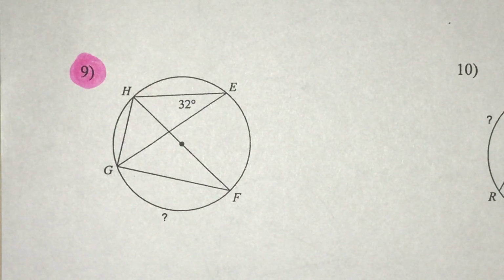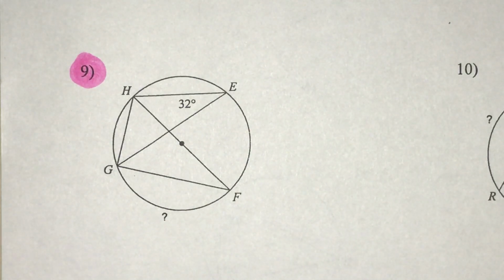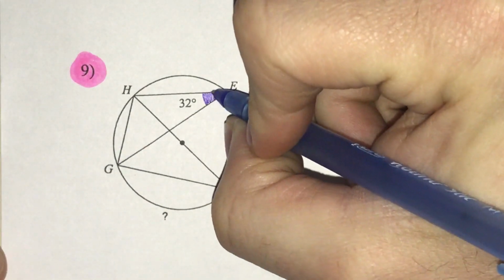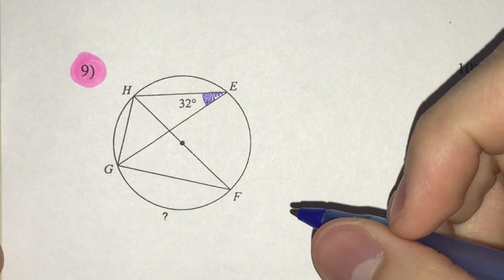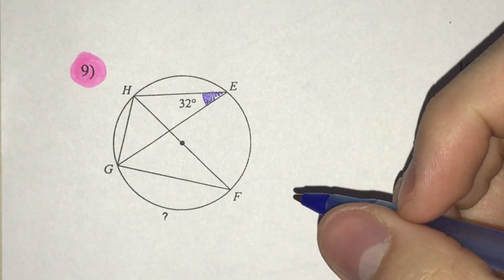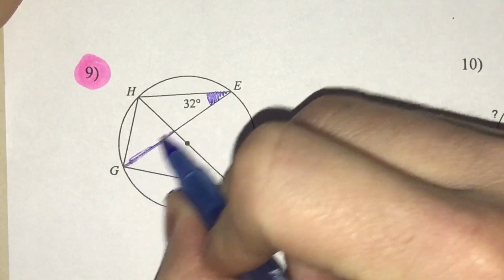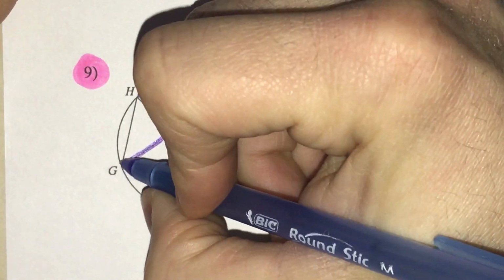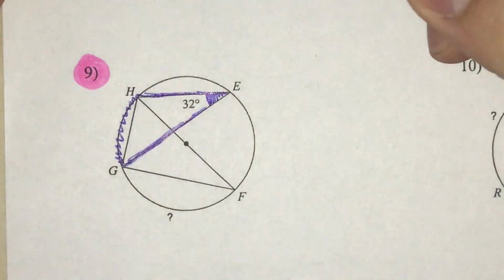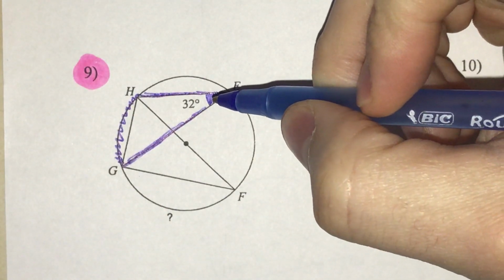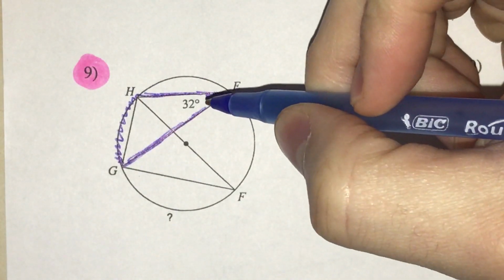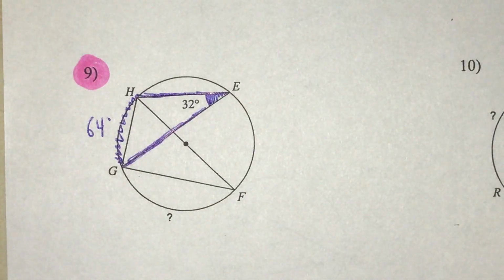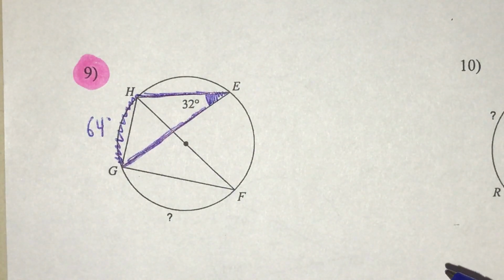And number 9. Okay. A lot going on, but you got to use what you know. I'm giving you that this angle is 32 degrees. So use that first because that's going to be something that's important. So if I extend out that angle, by extending out the sides of the angle, that makes this arc. Inscribed is always half of the arc it makes. So if this is 32, then this is 64.